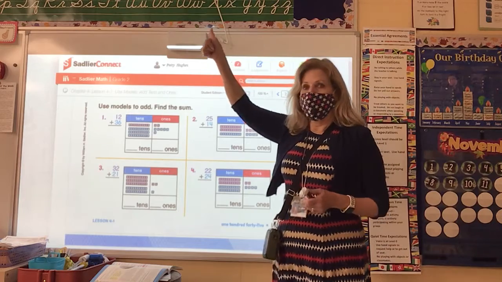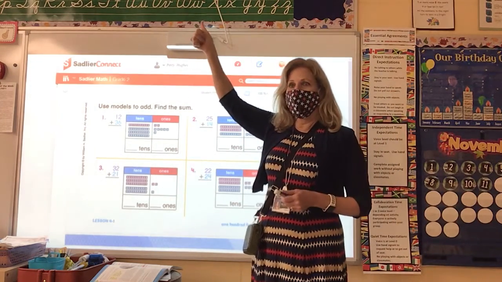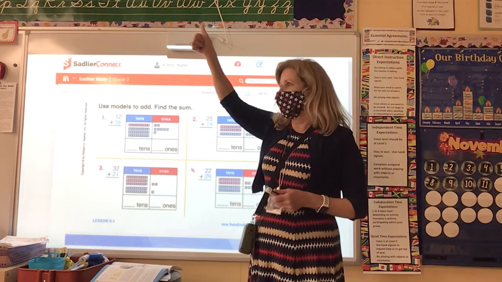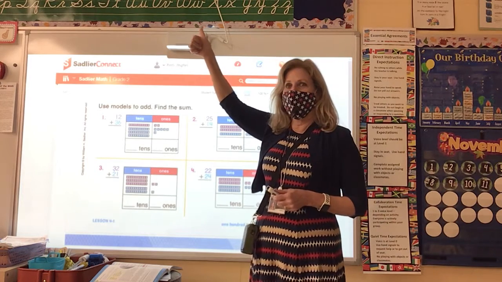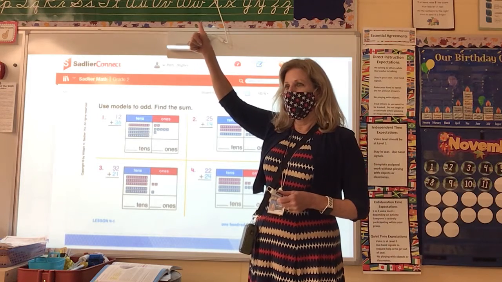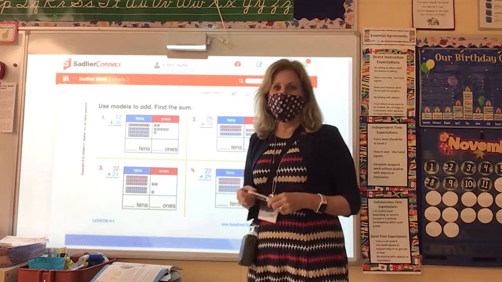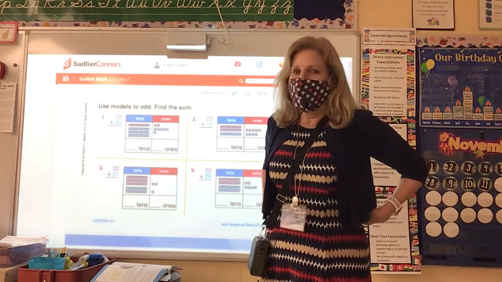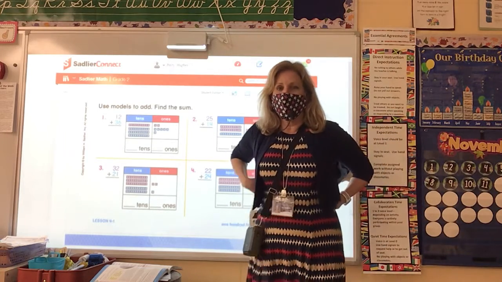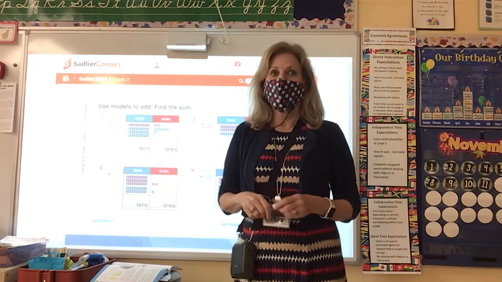Wow, the whole class. Except for Steven. Except for Steven and Juju, everyone else agreed. Oh, and Juju too, so only Steven. He's got his thumb up. Okay, so just so you know, Hannah, everybody in here except for Steven thinks that we start with our tens first when we do our two digits.